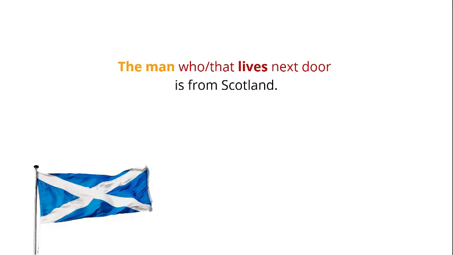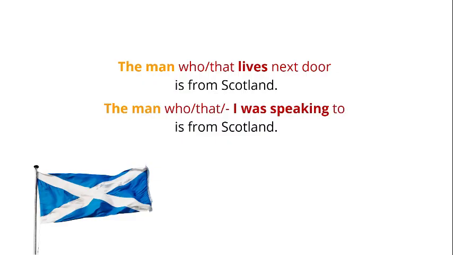Well, let's look at the first sentence again. The man who lives next door, the man that lives next door. The second sentence, the man who I was speaking to, the man that I was speaking to, or the man I was speaking to. Well, you need to look at the verb lives in the first sentence. Who is the agent of that verb? The man lives, yeah? He is the subject of that verb. The man lives. Whereas in the second sentence, I was speaking. You'll see that the verb speaking here has a different subject. I've introduced I as the subject for that verb. The man I was speaking to. So when the following verb in the relative clause has a different subject, you can remove the relative pronoun. The man I was speaking to is from Scotland.